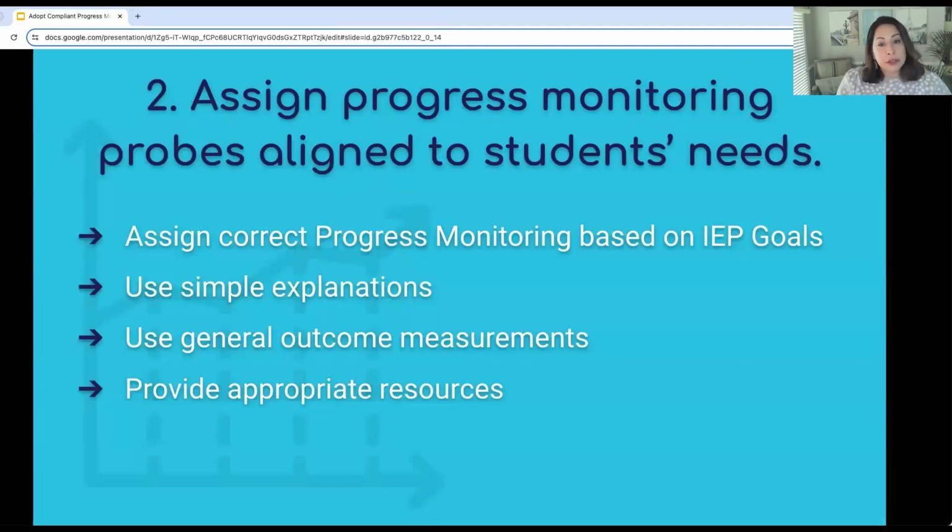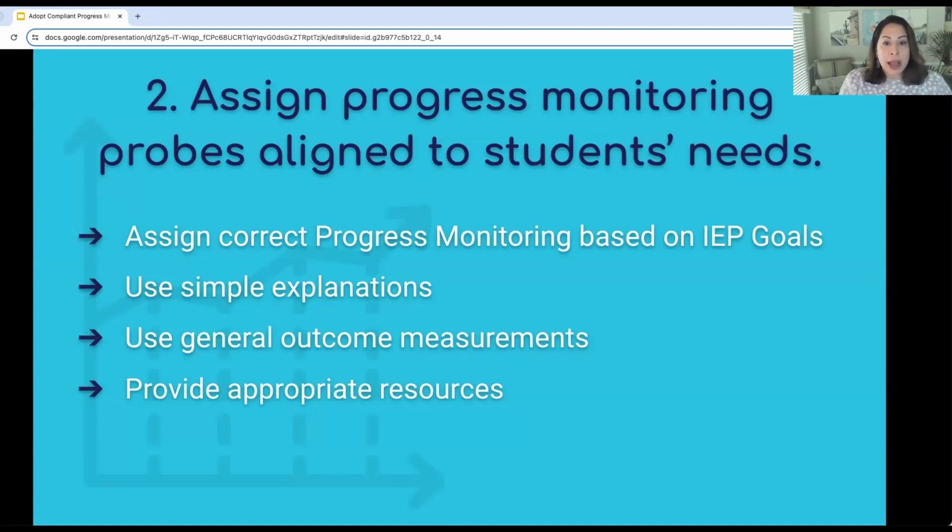And once you have teachers bought into the importance of valid and reliable progress monitoring, it's time to get into the logistics. So step 2 is making sure teachers understand how to assign the correct progress monitoring to students based on their IEP goals. Make sure that you have a simple crosswalk or explanation that connects the area of intervention or the standard of the IEP to the right probe at the student's present level of performance.